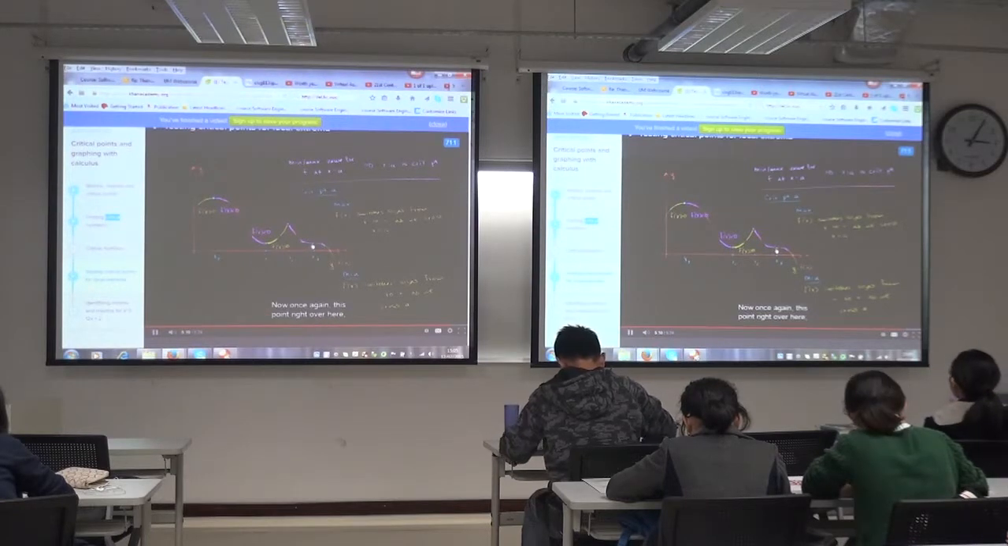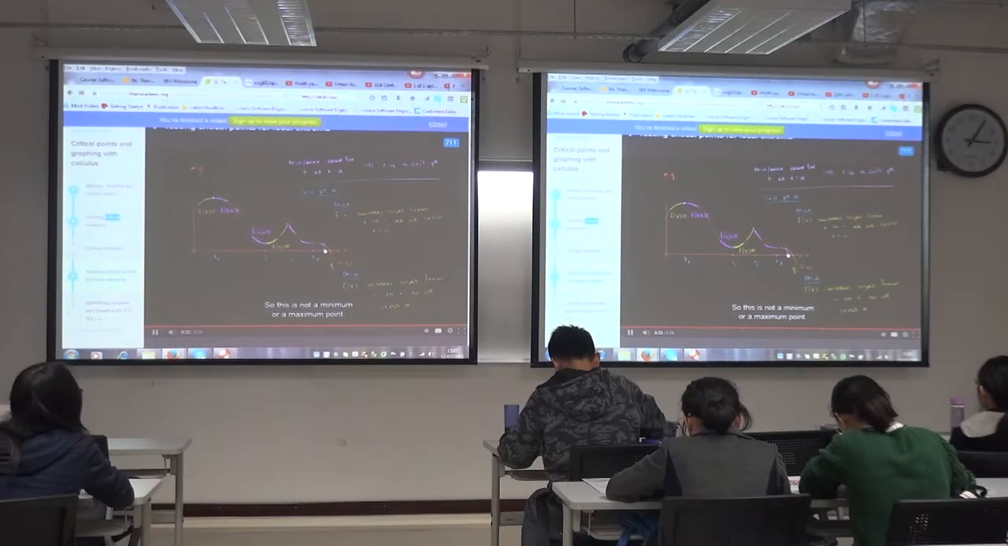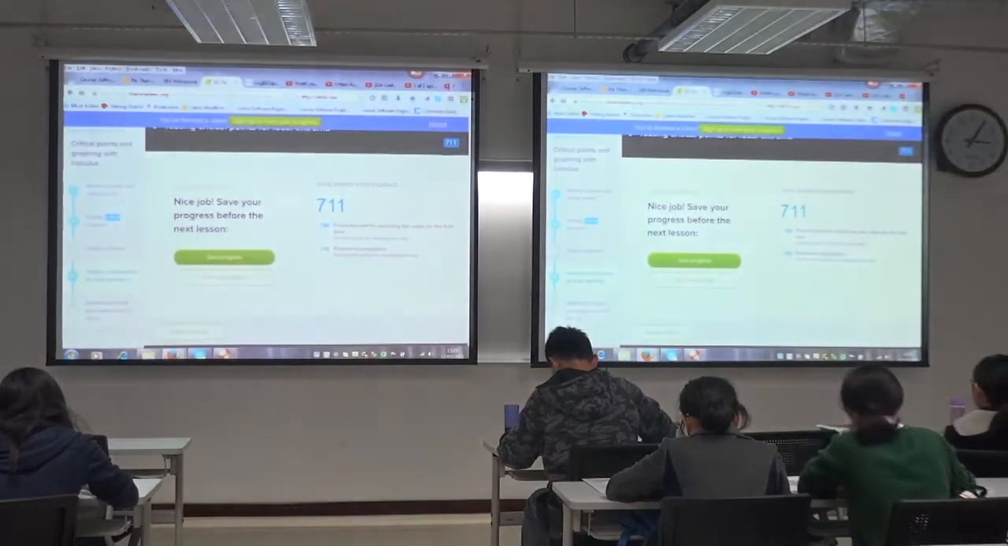Now once again, this point right over here, this critical point, x sub 3, does not meet that criteria. We go from negative to 0 right at that point, then go to negative again. So this is not a minimum or a maximum point. So is this revision clarifying?